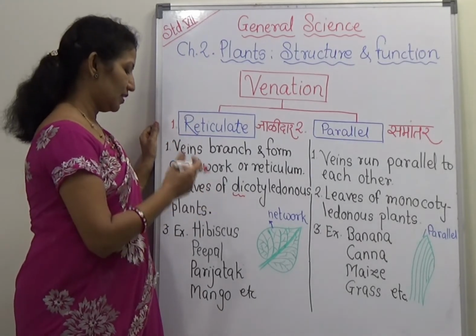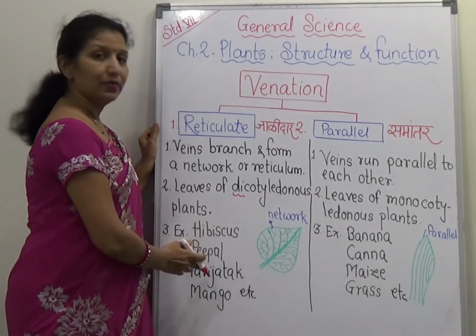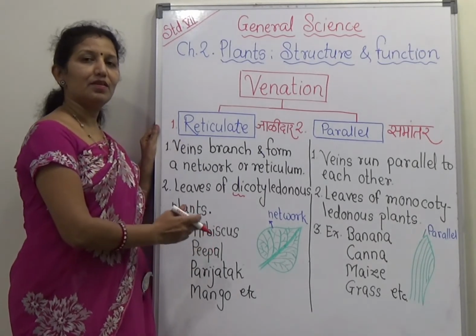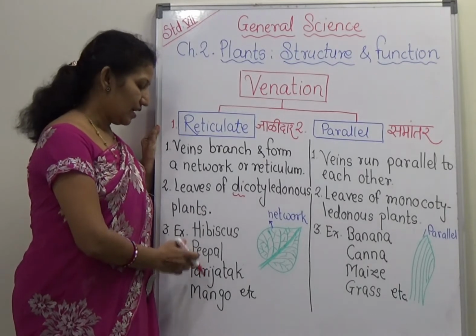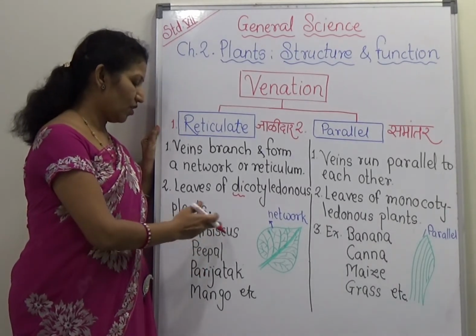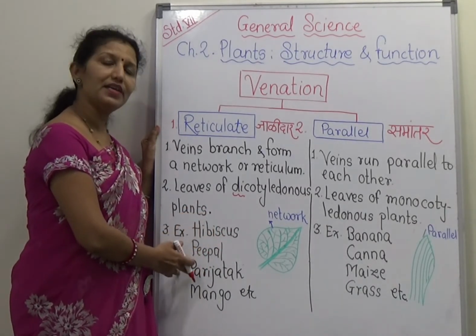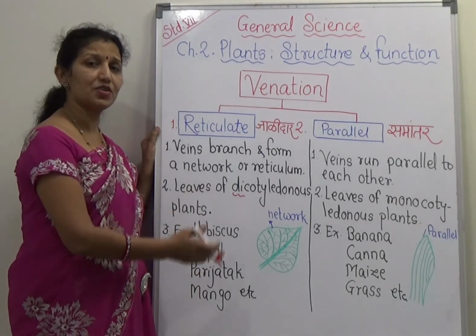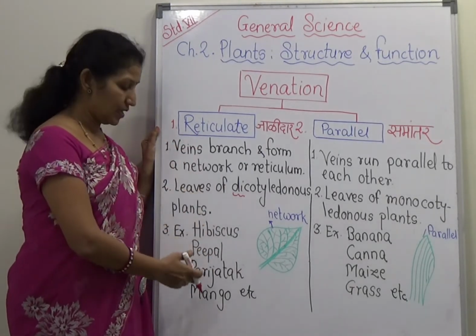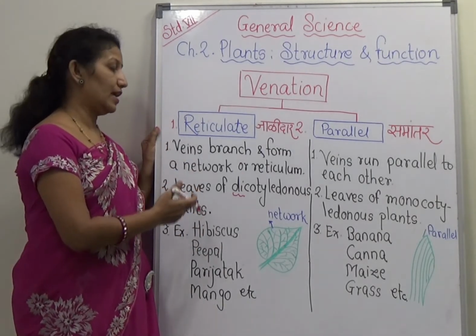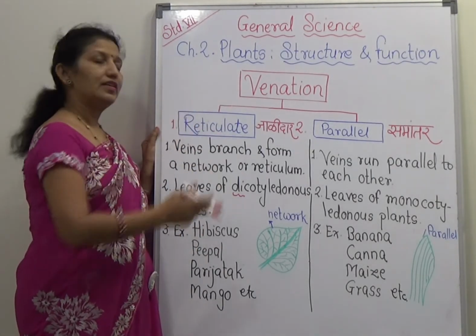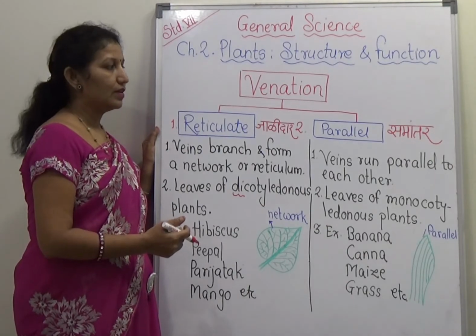For example, mango, then peanut, these are dicotyledons. Also the leaves of hibiscus, peepal, parijata, calotropis, ashoka, then mango, guava, these leaves are having reticulate venation.